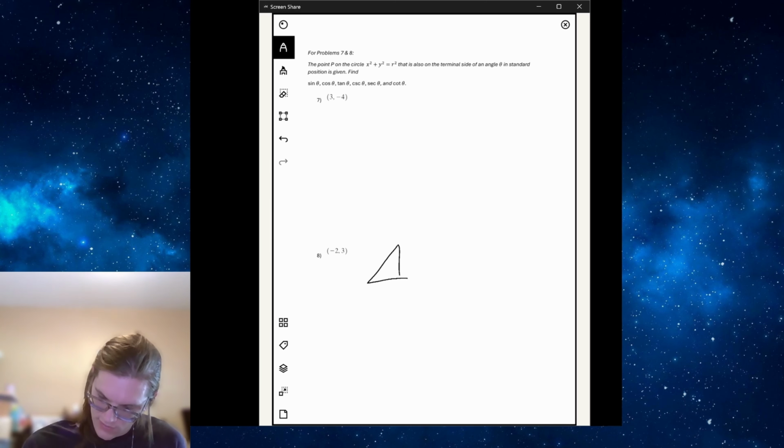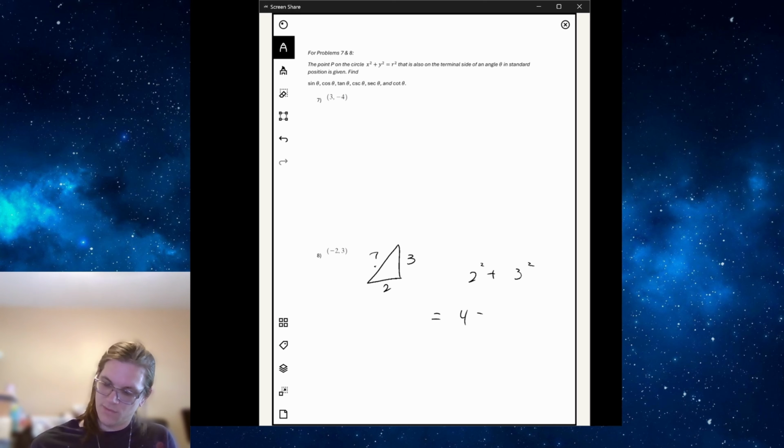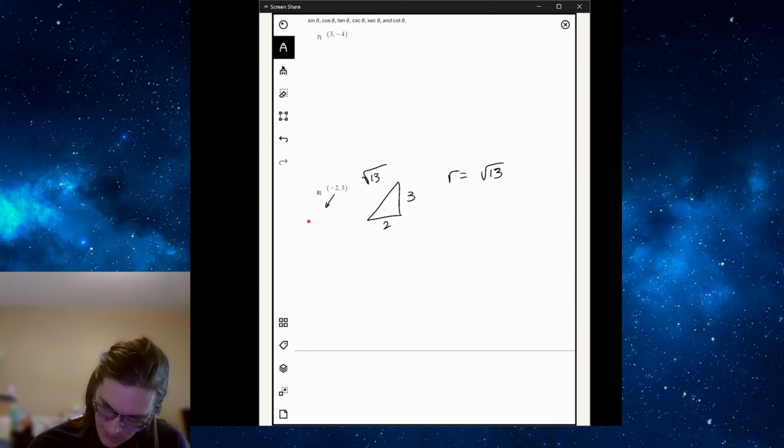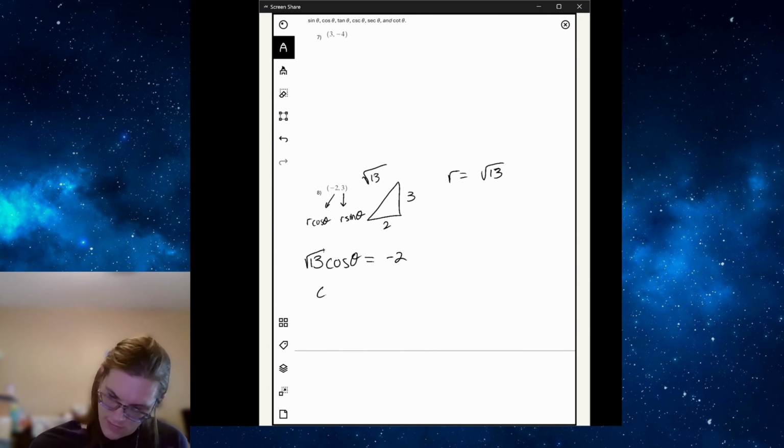They want us to do the same thing with negative 2 and 3. So let's just do a quick triangle for Pythagorean's sake. If this is 2 and this is 3, then what is this? Well, 2 squared plus 3 squared equals 4 plus 9 equals 13. So that means this would end up being root 13. So the radius is root 13, here's my r cosine, here's my r sine. That means root 13 times the cosine of theta equals negative 2. So cosine of theta is negative 2 over root 13.